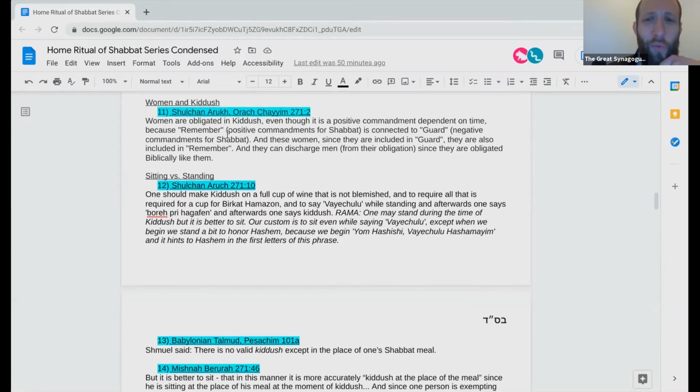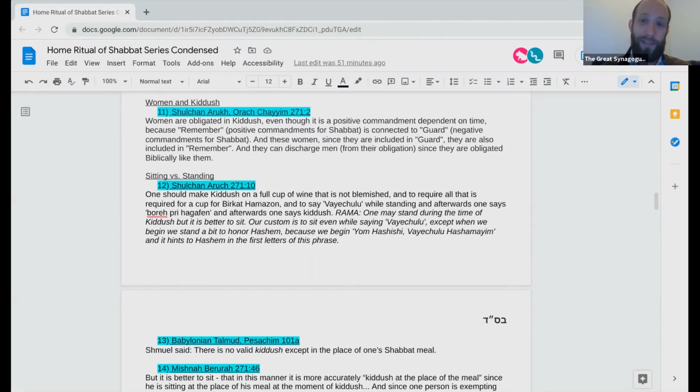Okay, but here it's saying, because remember and guard, the positive and the negative biblical commandments of Shabbat, are related, therefore women are equally obligated in both. So this exemption that normally applies for women does not apply on Shabbat. They are obligated in the biblical commandments of Shabbat, and therefore, when you have an equal level of obligation with someone else, you can exempt them from their obligation.